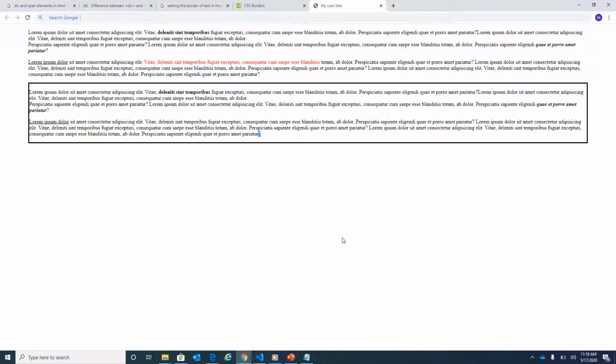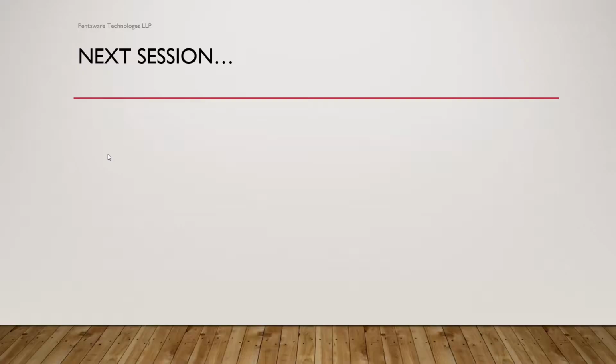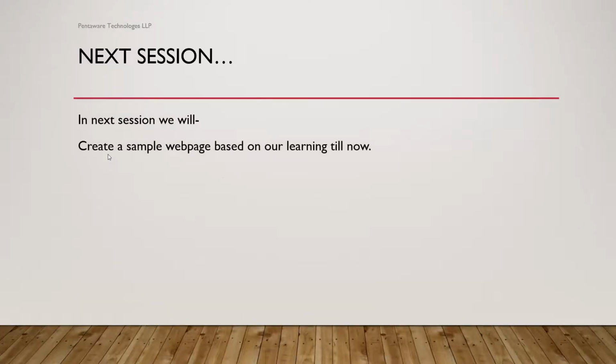Till now we have only seen text content. We have not seen any web forms like text boxes, input boxes, or drop-down lists. We will see them in later video sessions as well. But keep in mind you can use div to segregate similar types of elements or similar types of content you want. That's it for this session. In the next session, we will create a sample web page based on our learning till now. Thanks for listening and have a great day.